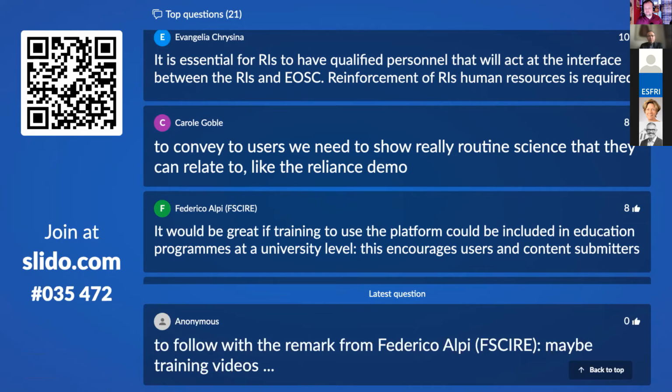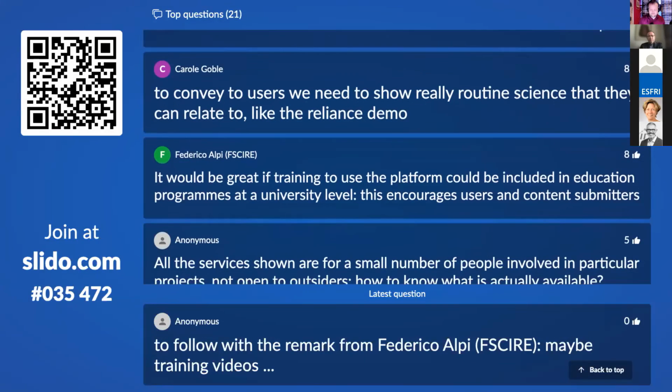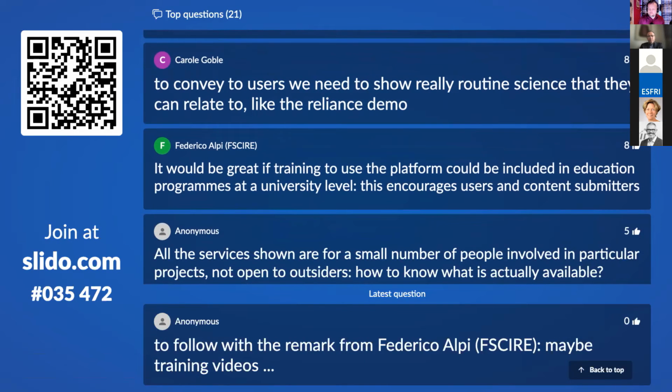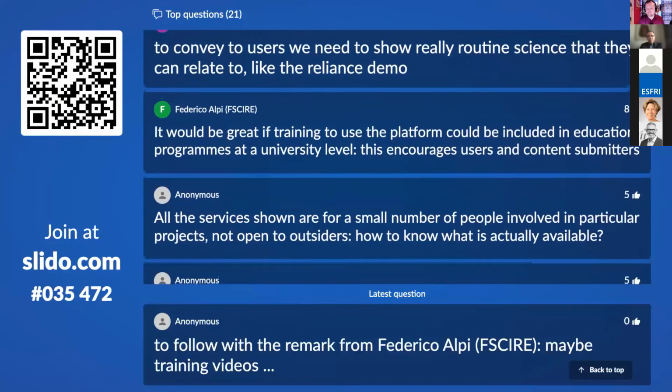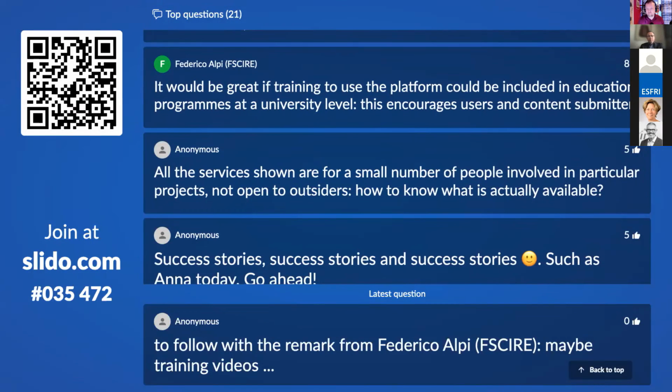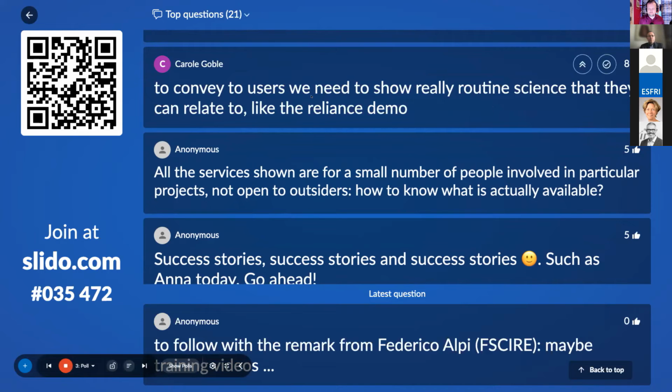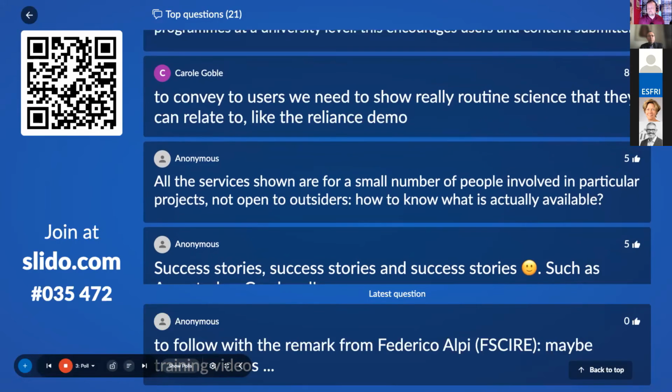Carol says, to convey to users, we need to show really routine science that they can relate to, like the Reliance demo. And Federico says that it would be great if training to use the platform could be included in education programs at the university level. Anyone wishing to comment on these comments?